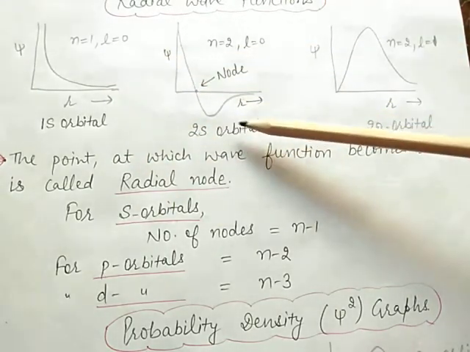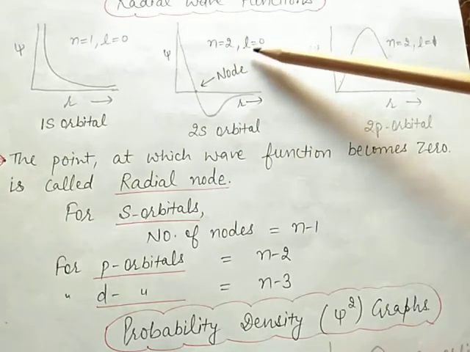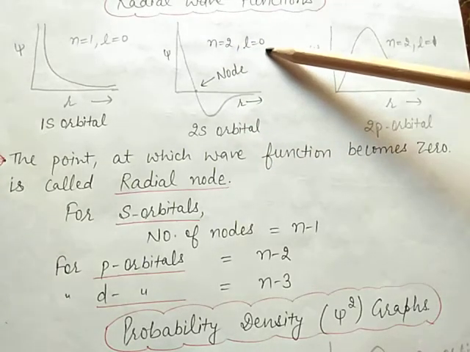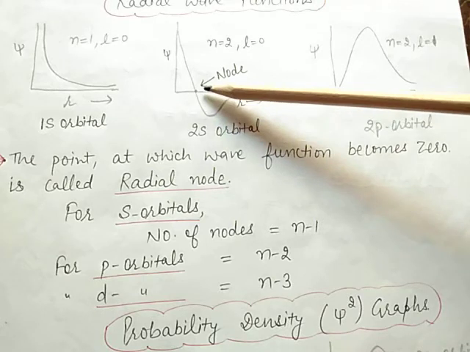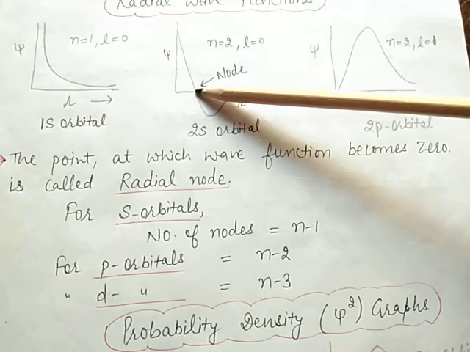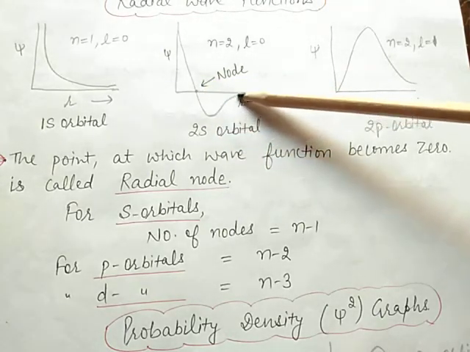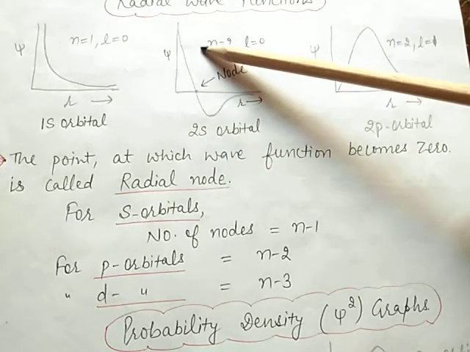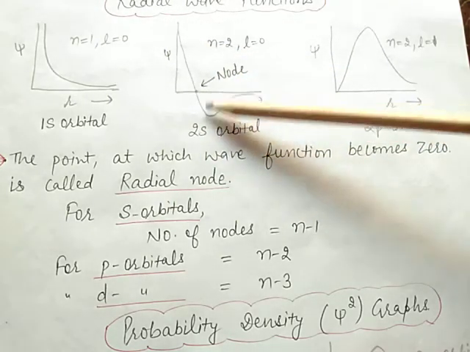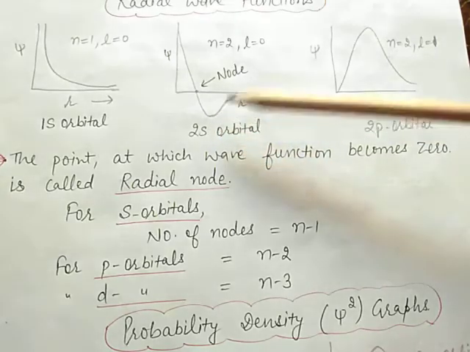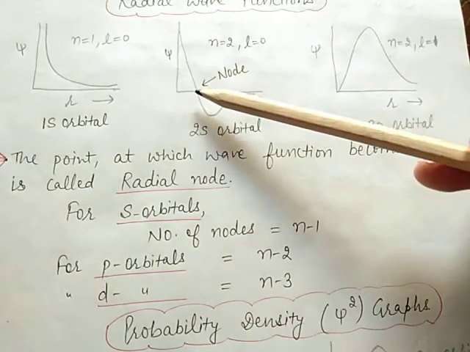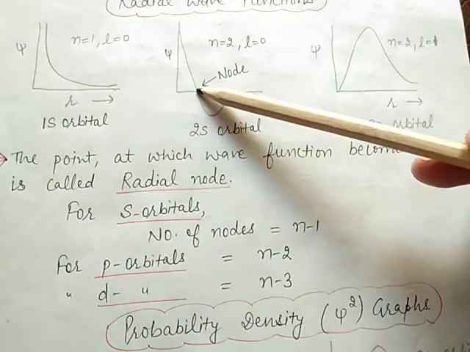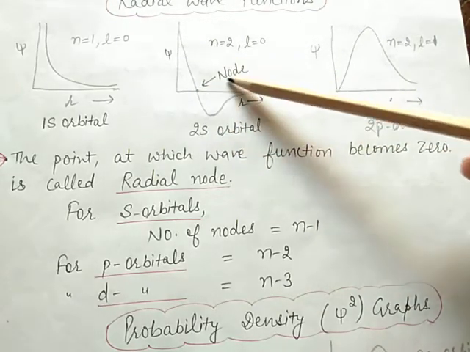But in case of 2s orbital, n value is 2, l value becomes 0. The wave function first decreases and becomes 0 at a particular distance, and then it becomes negative. Means here this portion is positive, and after this line this becomes negative. This is the point where the radial wave function becomes 0. This is called node or radial node.